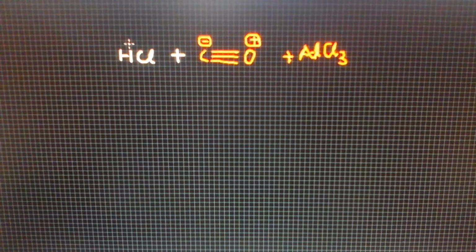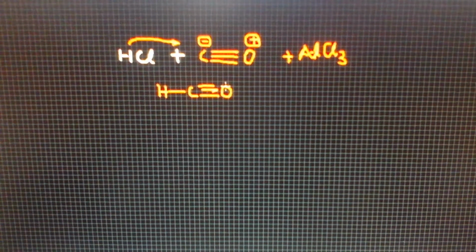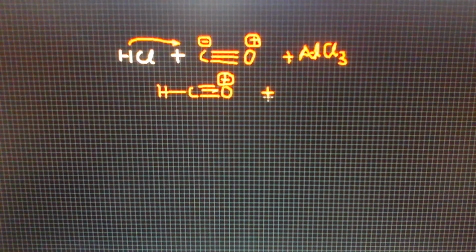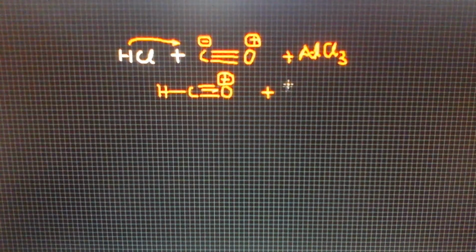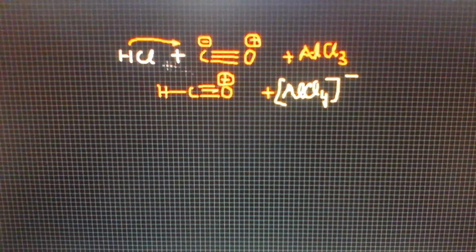Basically this H is going to attach with this thing, so it will become HCO. This will become HCO with a plus. And what will happen to AlCl3 is that it will become an ion, AlCl4 minus. So this is the ion that is formed.